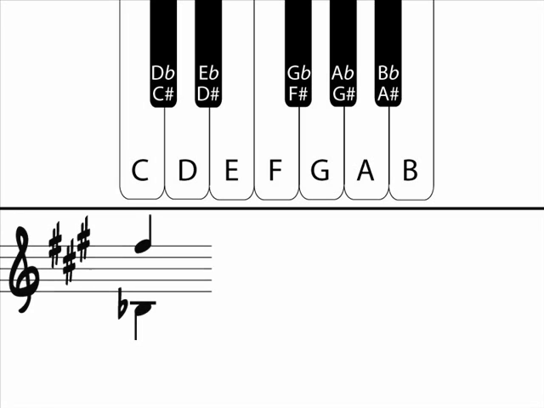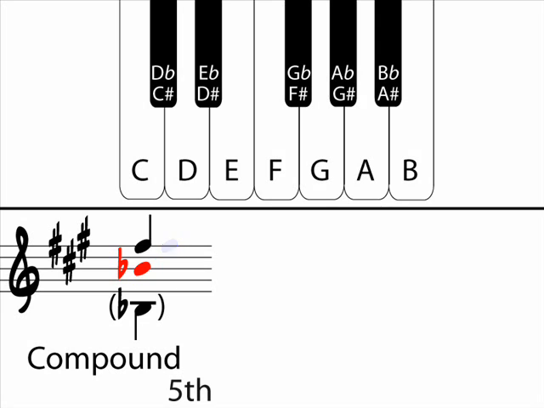Let's try another example. We can see that the interval is greater than an octave, so write down the word compound, and remember to move the bottom note up an octave, and don't forget the accidental, the flat. Let's count the distance between the red note, the note we moved up an octave, and the top note. 1 on the line, 2 in the space, 3, 4, 5. So it's a fifth, jot that down.